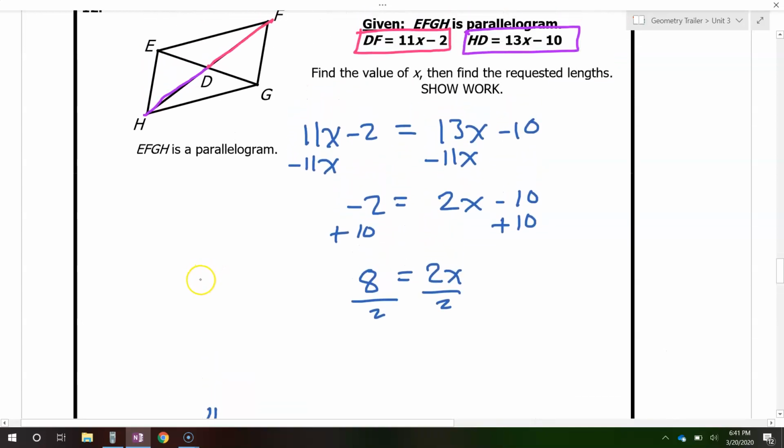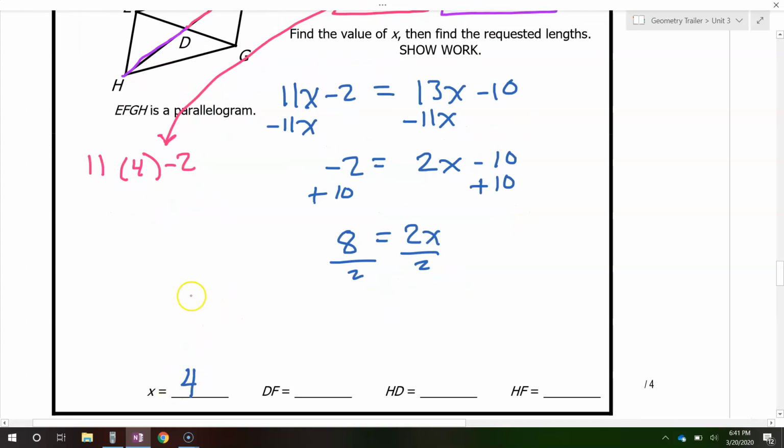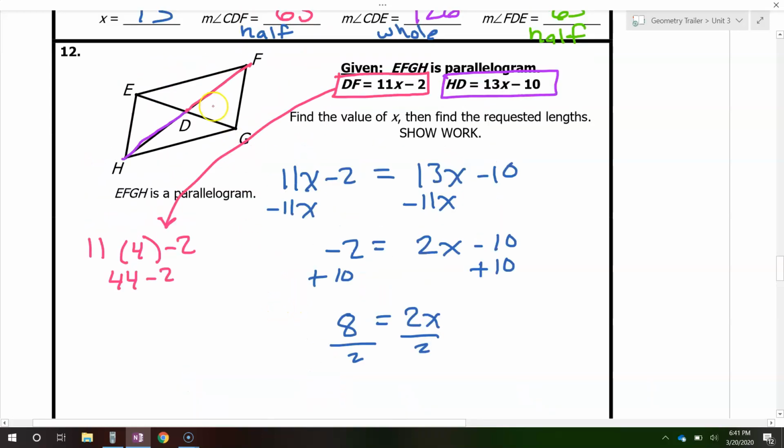Now, how about DF? Remember that DF is 11x minus 2. So that's going to be 11 times 4 minus 2, because x is 4. 11 times 4 is 44, and 44 minus 2 is 42. So DF is 42. That means this is 42.